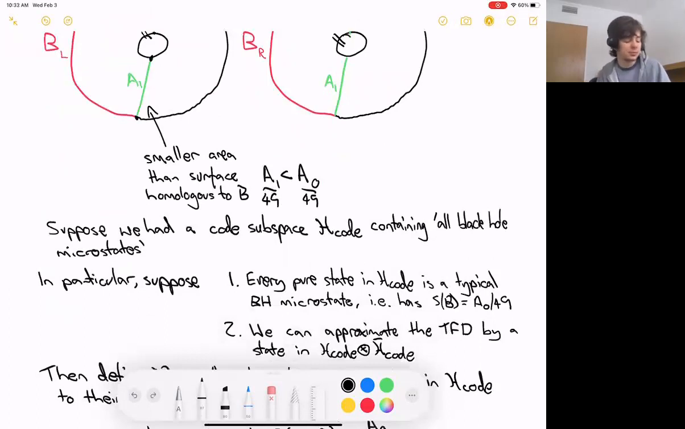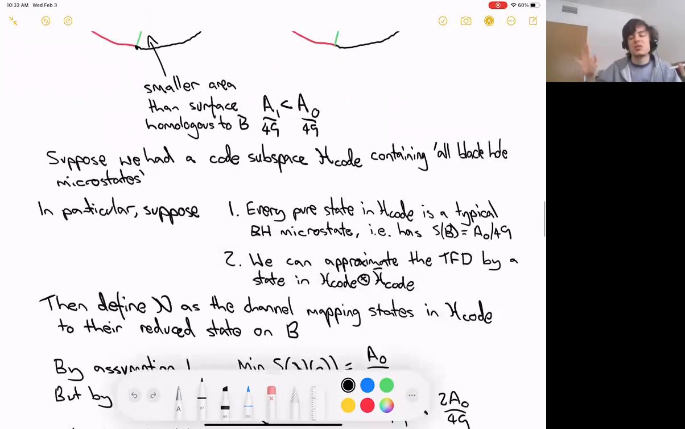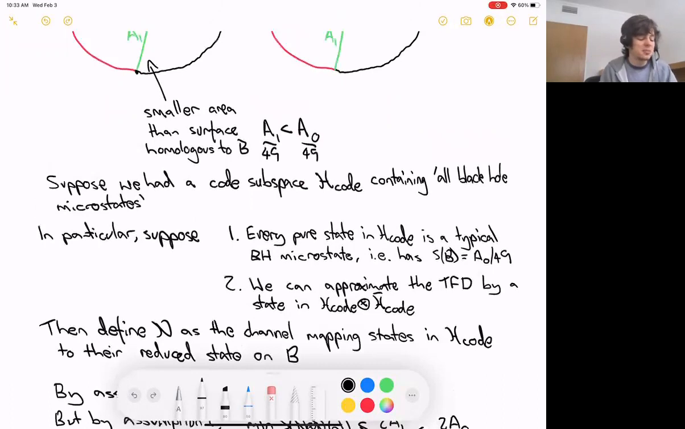Okay. So how are we actually going to get a violation of additivity? Well, let's for the moment make some very strong assumptions about the existence of a certain code space of CFT states. Let's suppose that we can construct a code space, a subspace of states, that heuristically contains all black hole microstates, but nothing else at all.